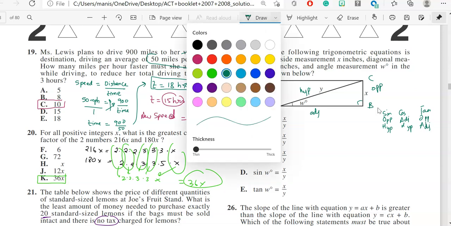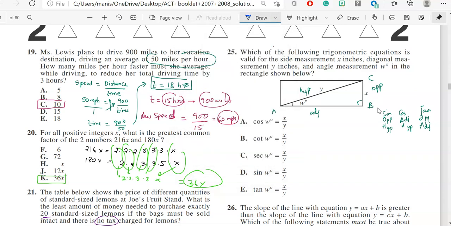Before I do anything, I will circle this over here and I will circle this, because the question says which of the following trigonometric equations is valid for side measurement x inches, diagonal y inches, and this angle. So these two are given to you.